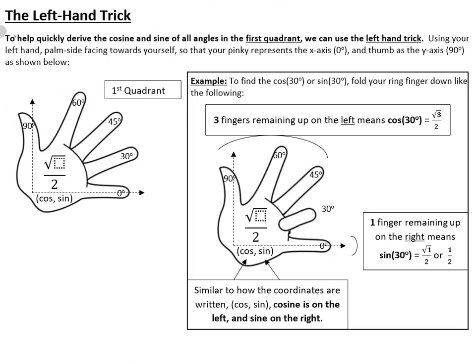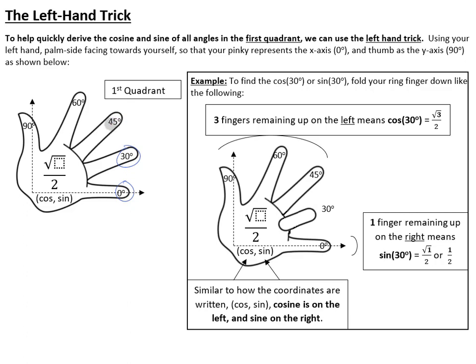Okay, this last part here, I'm going to show you what's called the left-hand trick, where I can quickly derive sine and cosine in the first quadrant. Sorry for you lefties, this is designed for people that are right-handed and have their left hand free. Take your left palm, face it towards you, and orient it like it's in the first quadrant. We're going to imagine each of our fingertips as being angles that give us exact values.